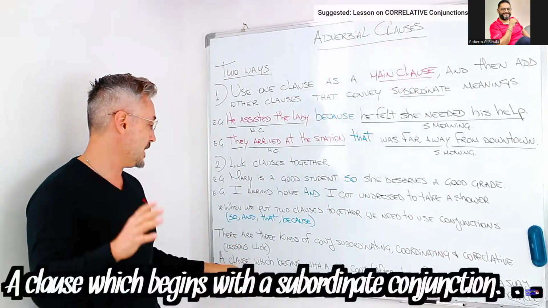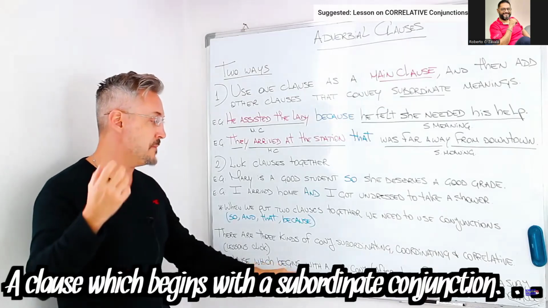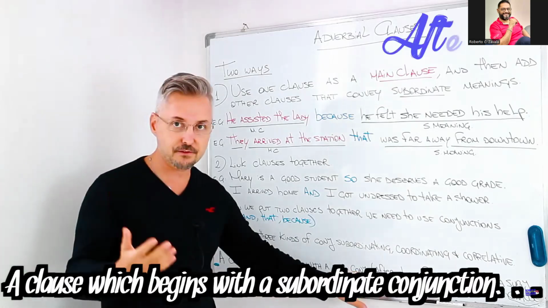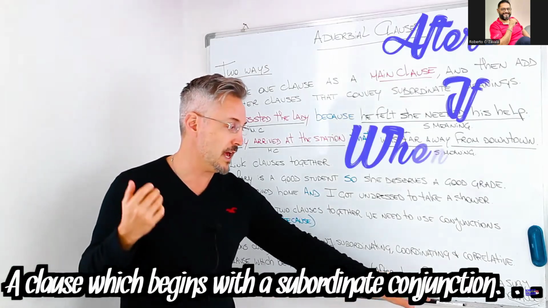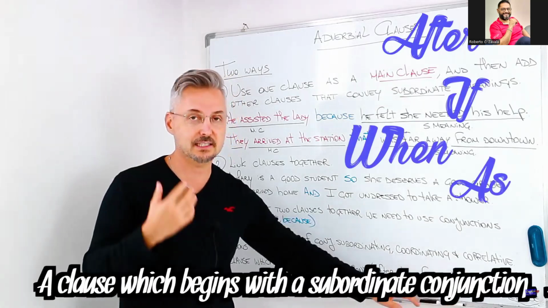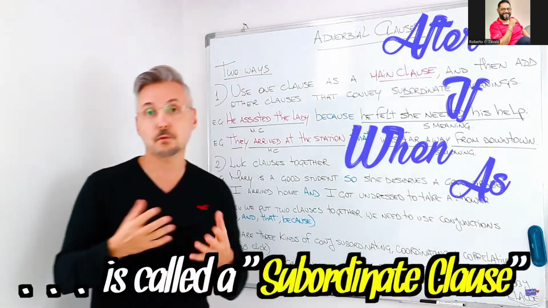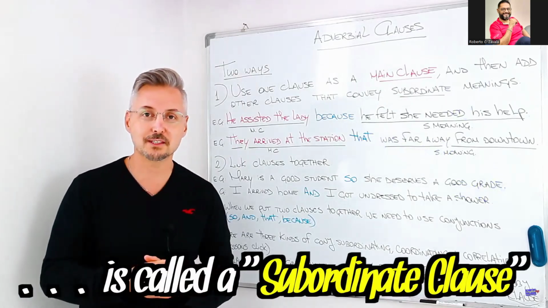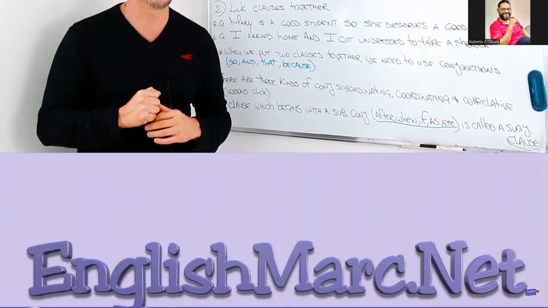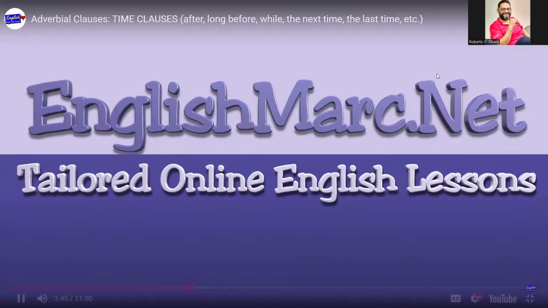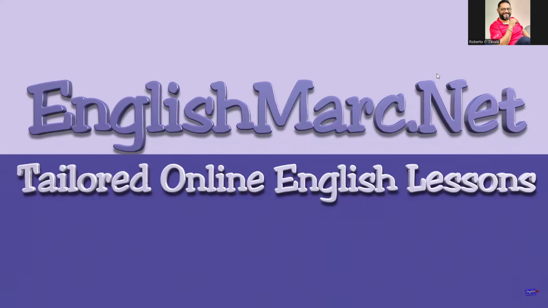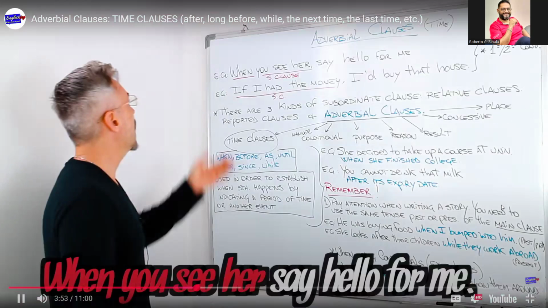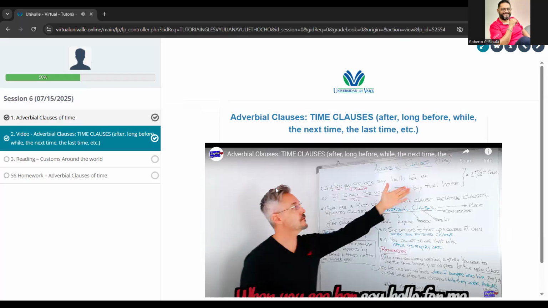Now, a clause which begins with a subordinating conjunction, such as if, when, as, etc., is called a subordinate clause. And I'm going to give you two examples. Okay, so here we have the examples. When you see her, say hello for me.